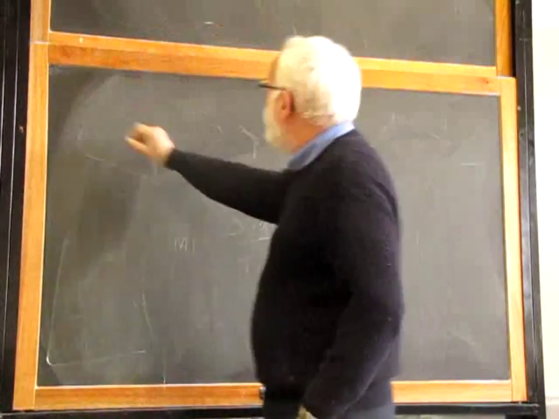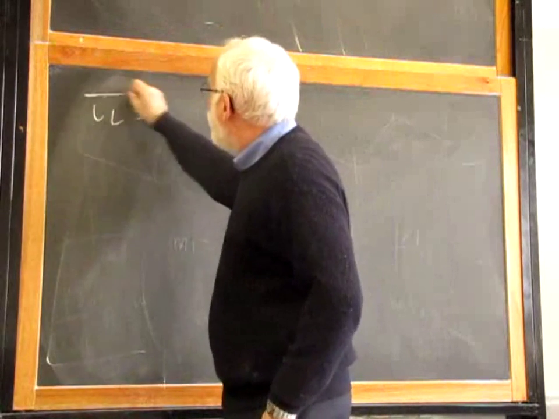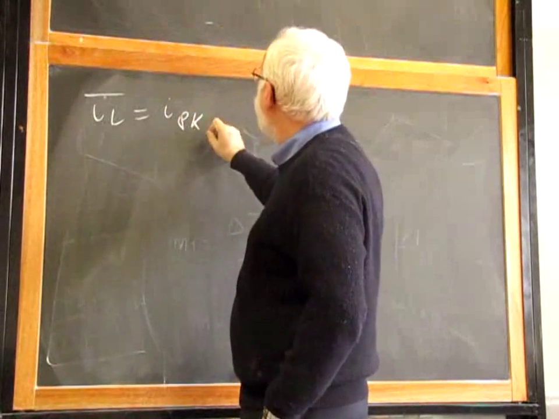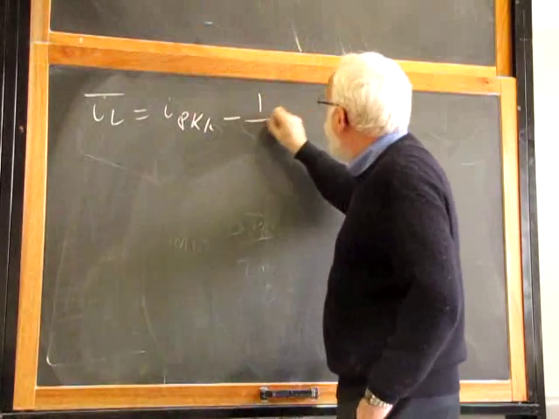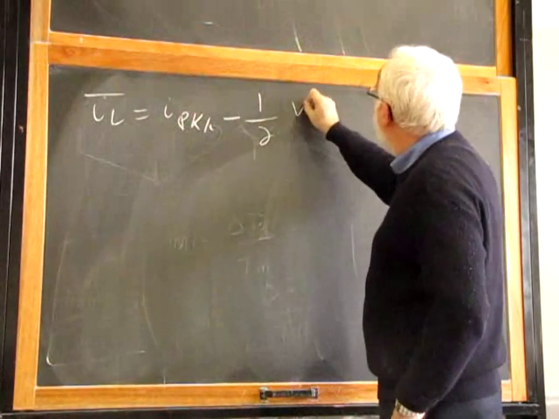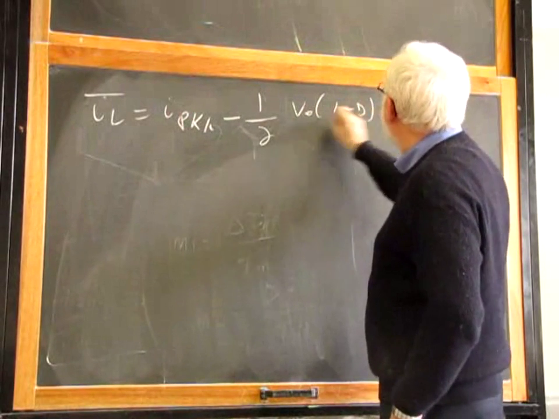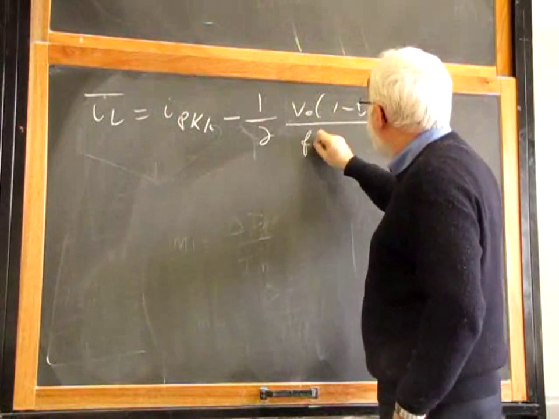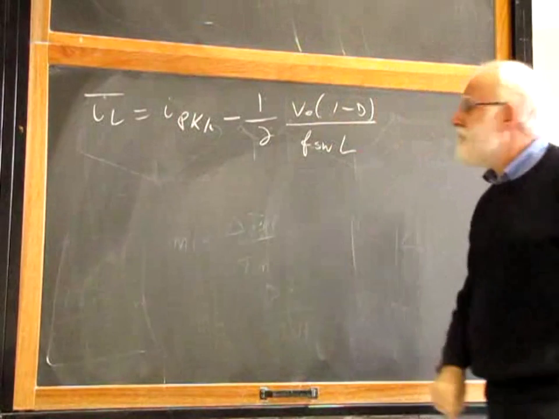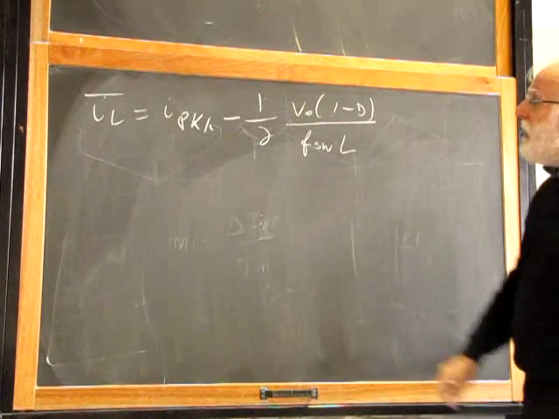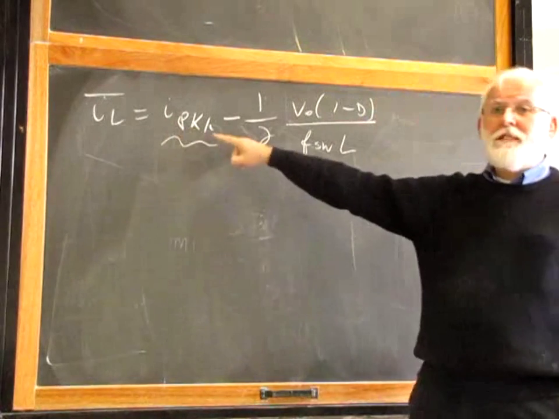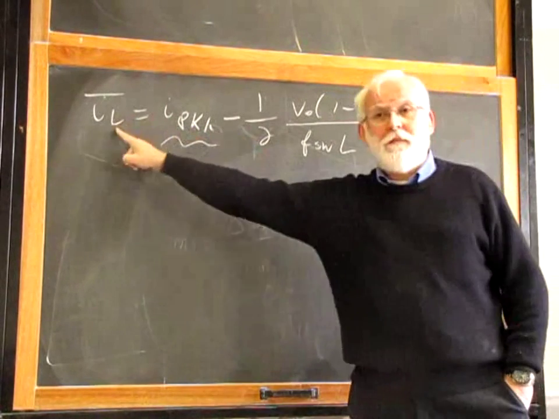That means that my IL average equals IP minus 1/2 V naught times (1 minus D) over switching frequency times L. I give this command, I want this value, this level, and I got something that is less.